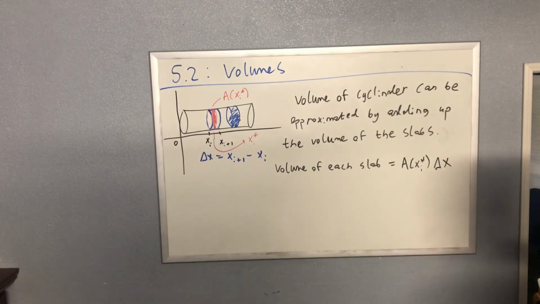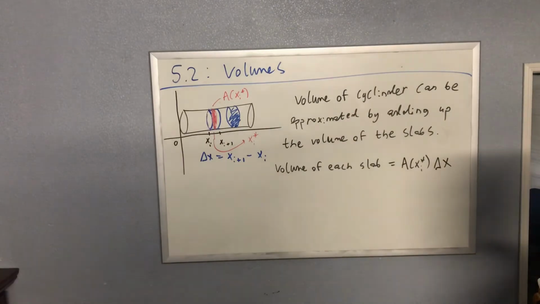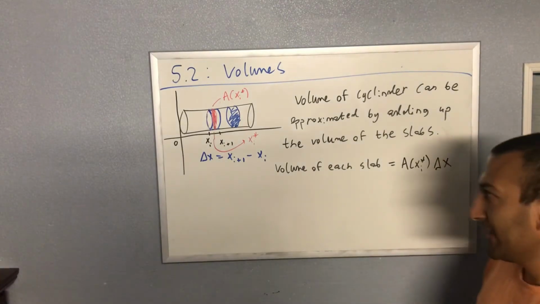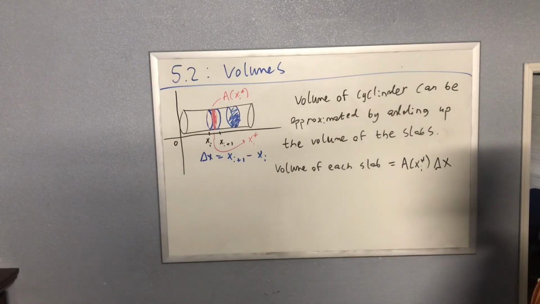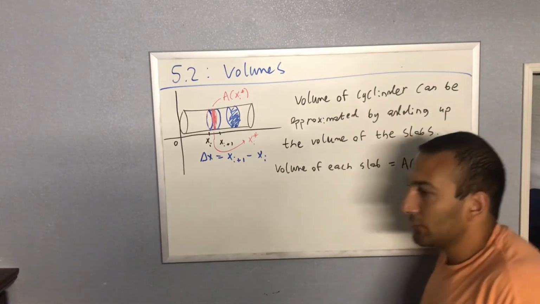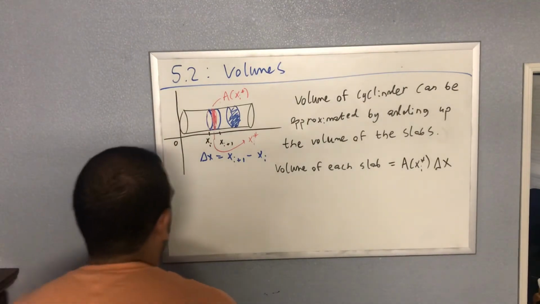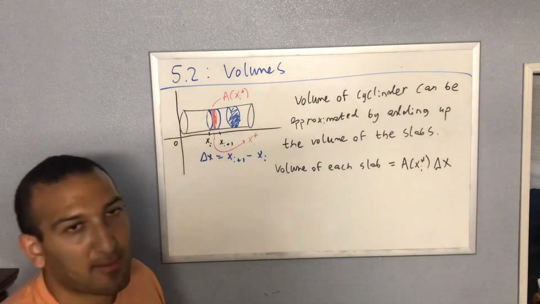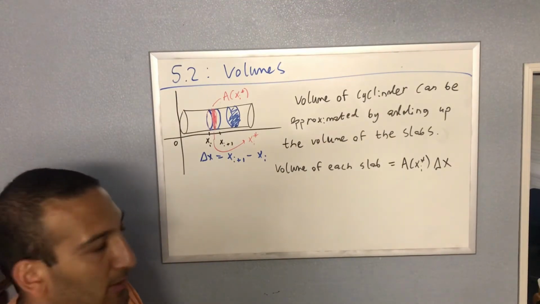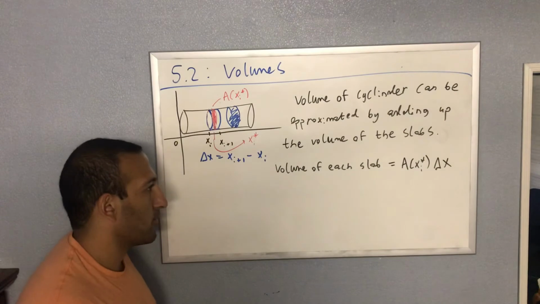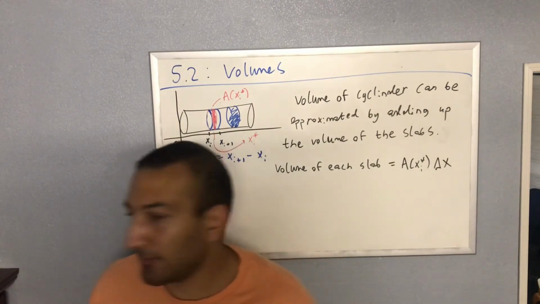Okay? And you may already be like, hey, I know exactly where you're going with this, because this is exactly what we did with the Riemann sums. Very, very similar. So you guessed it, what happens when we take an infinite amount of slabs? If we let the number of slabs become very, very, very large, then we get basically the exact volume.